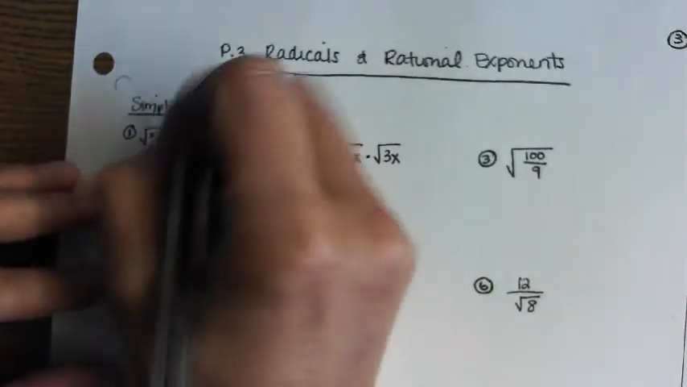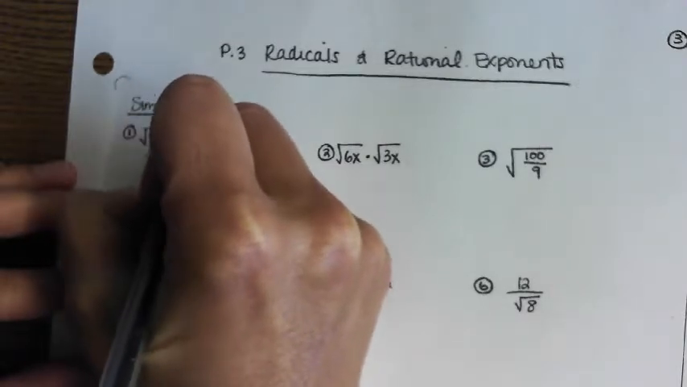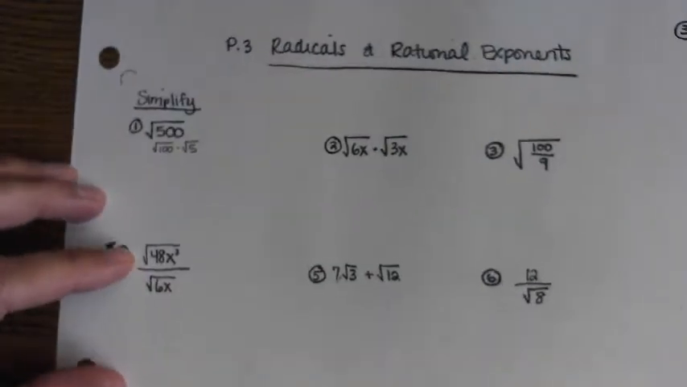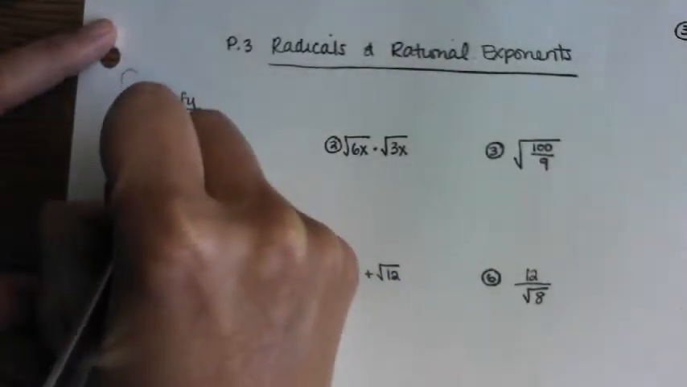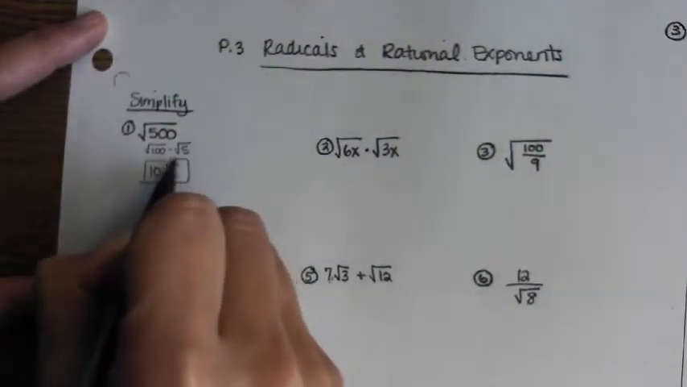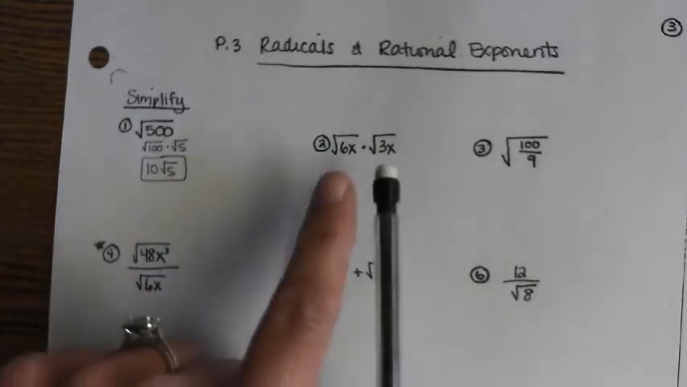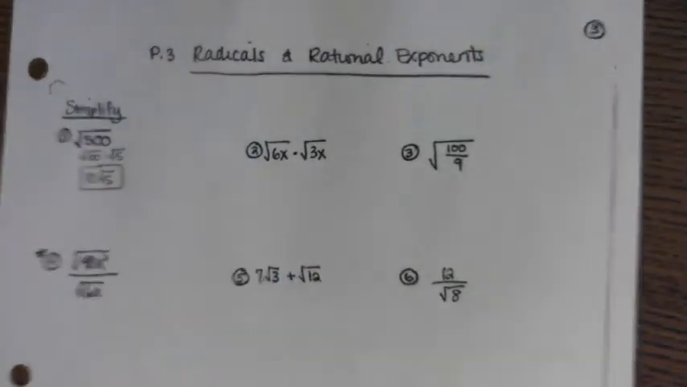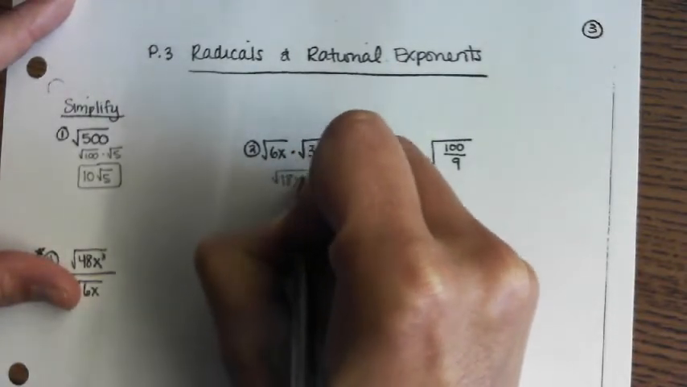So you're pretty much thinking of this as root 100 times root 5. And then you actually can evaluate the square root of 100 without a calculator. That's just 10 root 5. Okie doke. And here, you can't simplify either of them as they stand right now. So we would first do the multiplication, and we'd get root 18x squared.